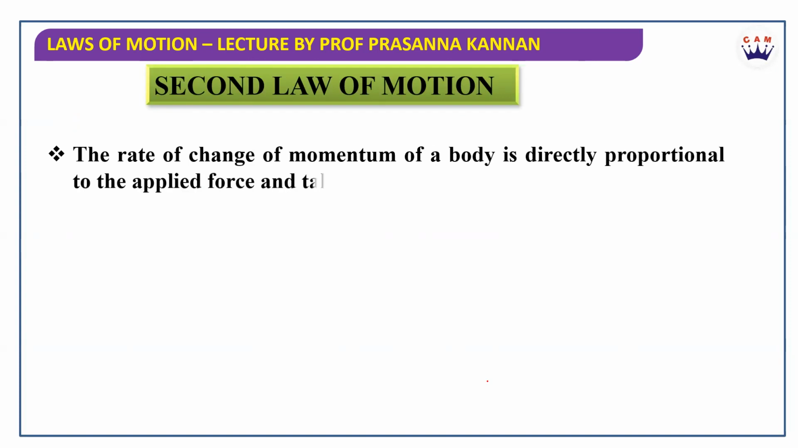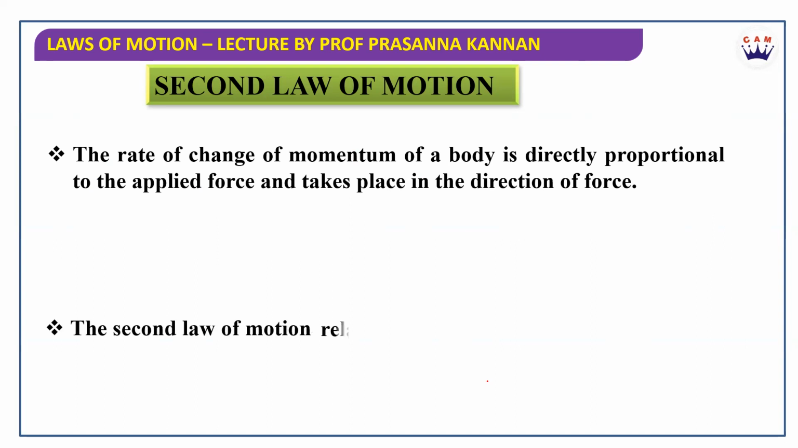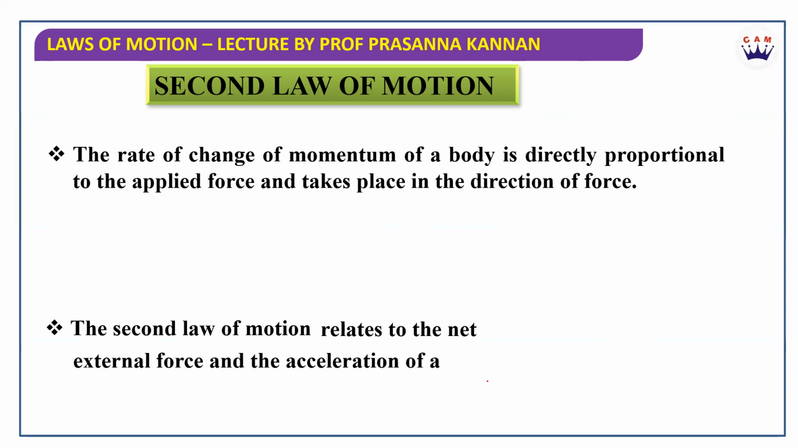So now we define the second law of motion. The rate of change of momentum of a body is directly proportional to the applied force, and it takes place in the direction of the force. Rate of change of momentum is directly proportional to the force, and it will be acting along the direction of the force. The second law of motion relates the net external force and the acceleration of a body. Already we know the answer. We are just getting to that. We know F is equal to M into A. Force is equal to mass into acceleration.